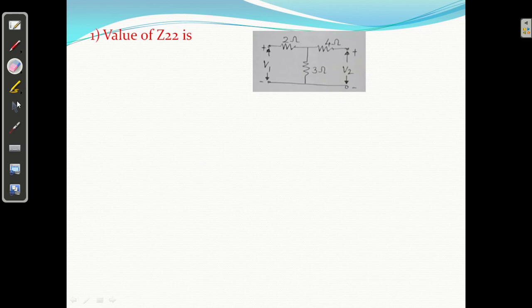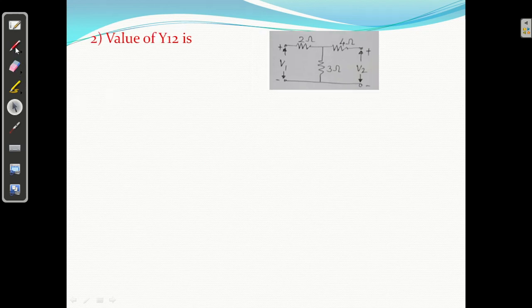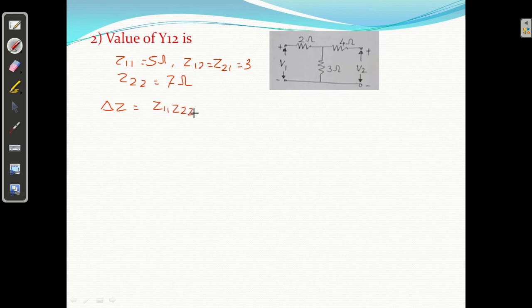Question number 2. Value of Y12. Again in this problem, Z11 is 5, Z12 equals Z21 equals 3, and Z22 equals 7 ohm. Now, delta Z equals Z11 Z22 minus Z12 Z21, which is 5 into 7 minus 3 into 3, so 35 minus 9, which is 26.